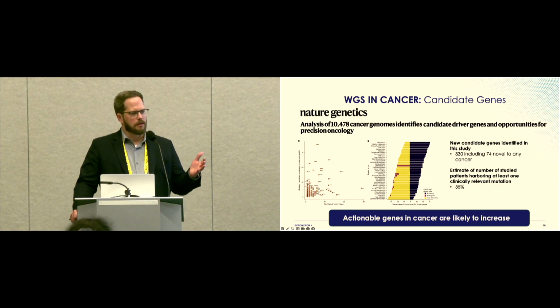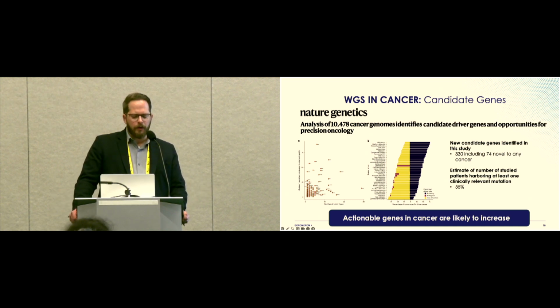This is not a stasis. Those numbers that you saw are not going to stay, they're going to increase. So there's going to be an increasing differential benefit to sequencing more and more genes. So this is a result, again, one of many from a Nature Genetics paper profiling about 10,500 cancer genomes.